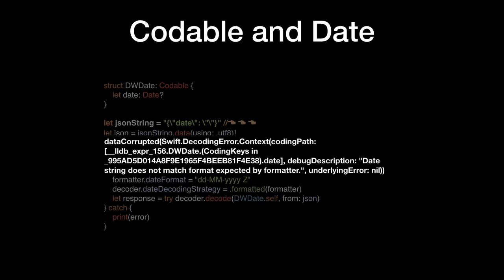You get an error. Data corrupted. The date formatter did not know what to do. It couldn't make a date, so we crash, or we at least throw an error. Instead of saying, okay, I couldn't figure it out, let's just return nil. No, error time.